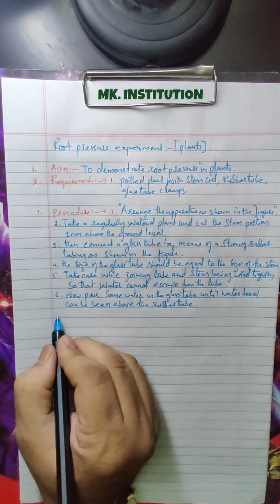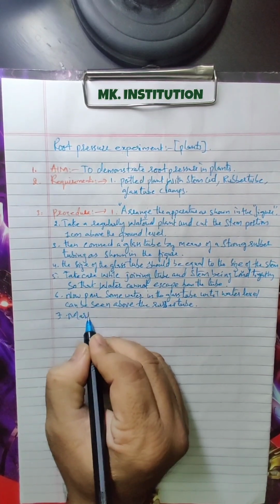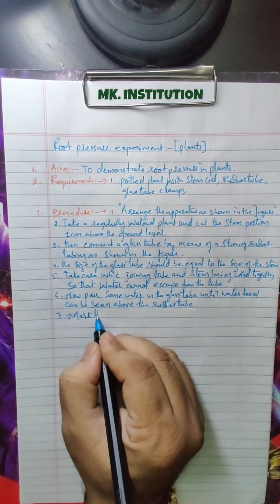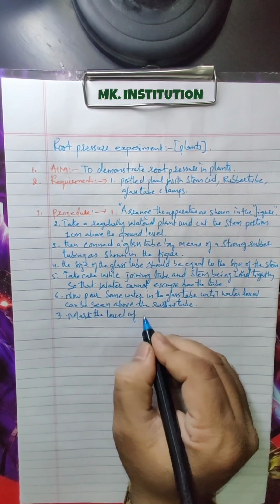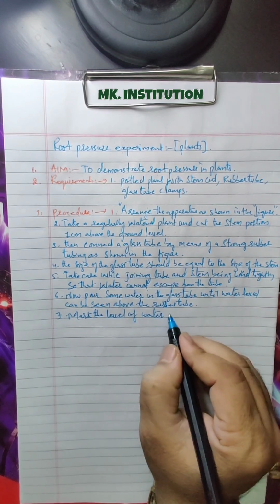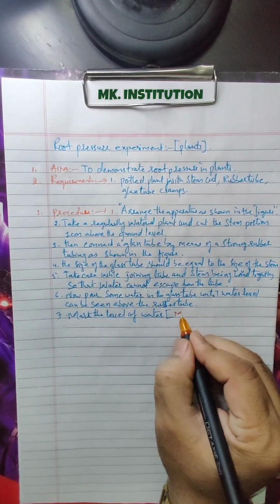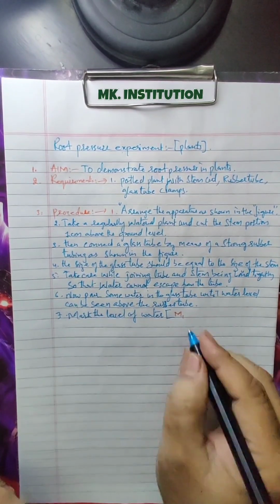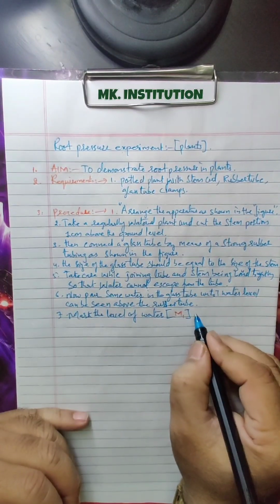Clear? Then seventh point, mark the level of water and keep that mark level as M1. Clear? Mark the level of water M1 on the tube.